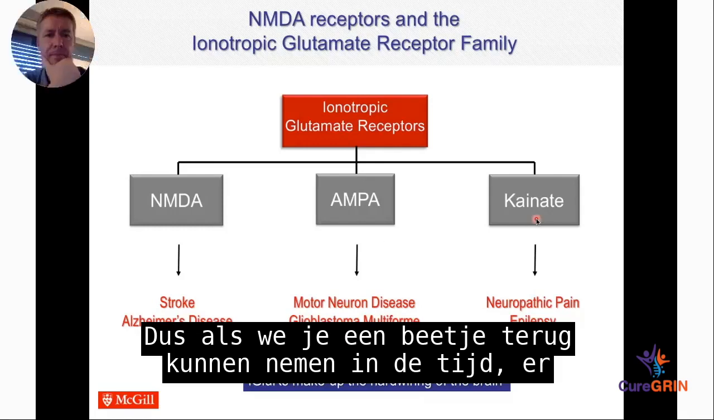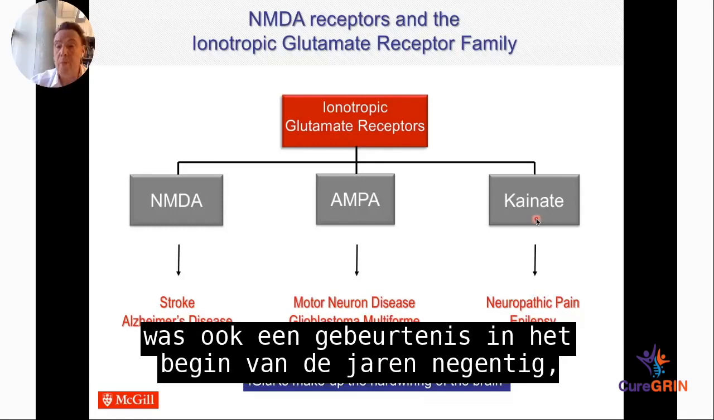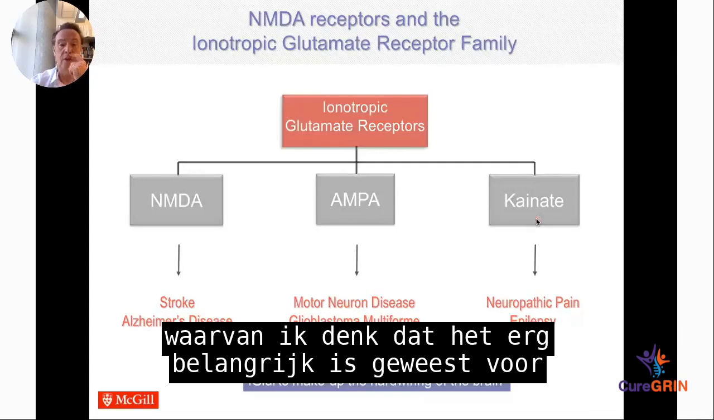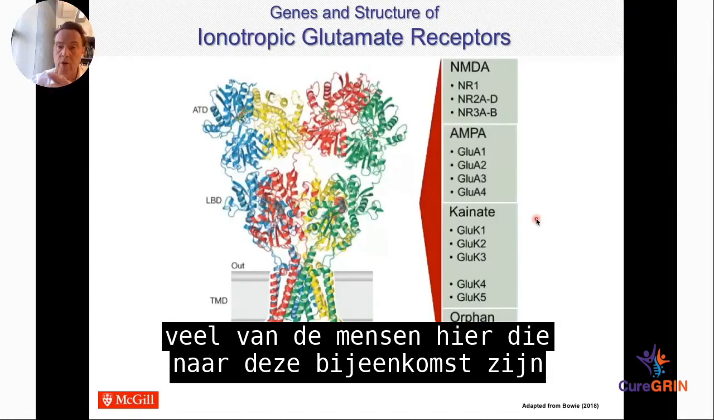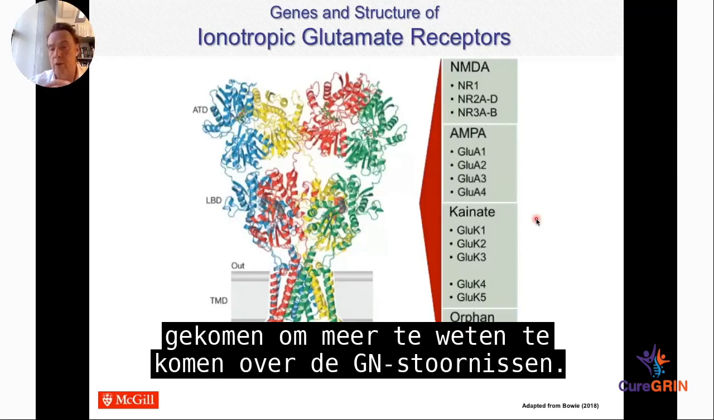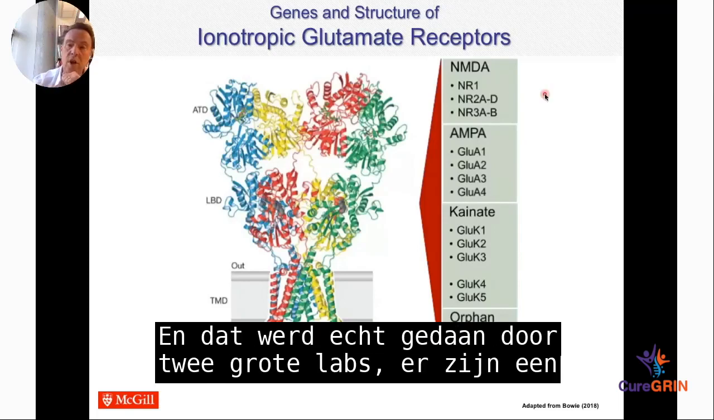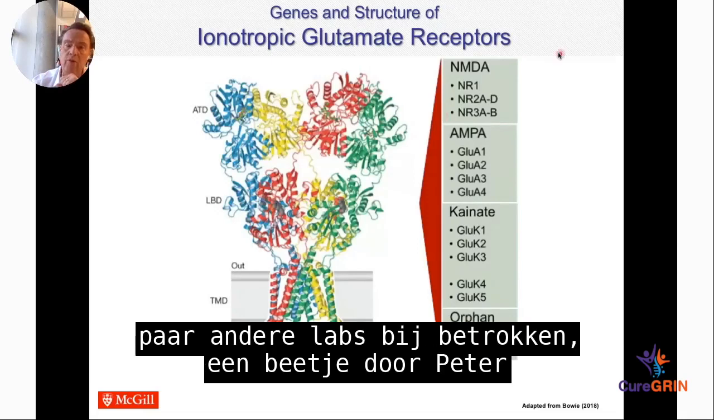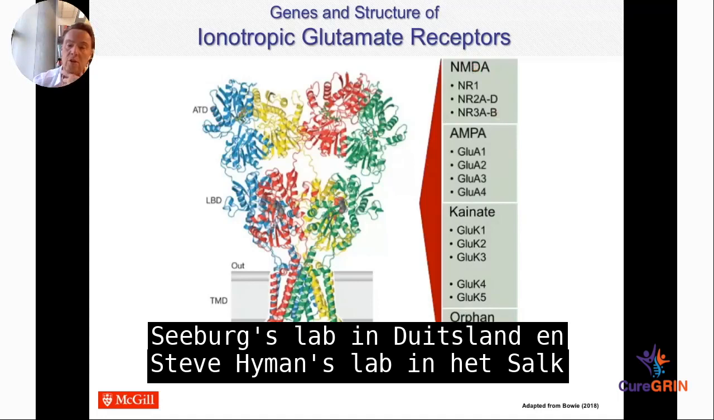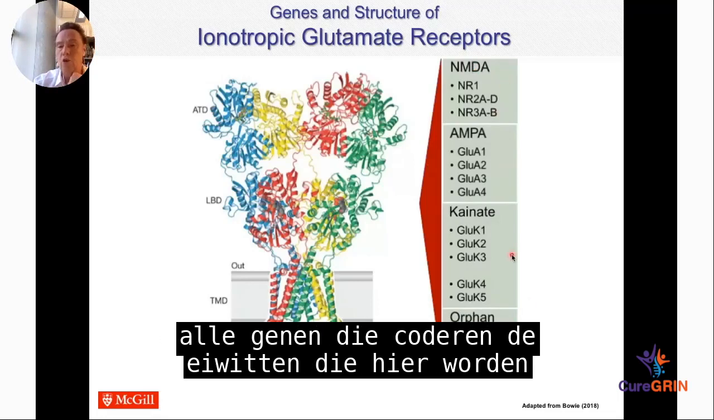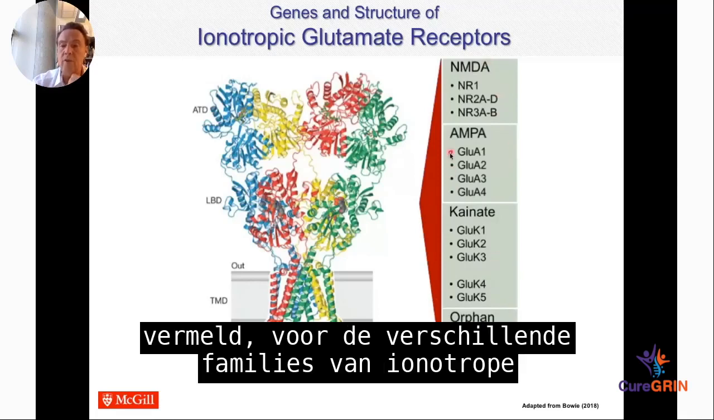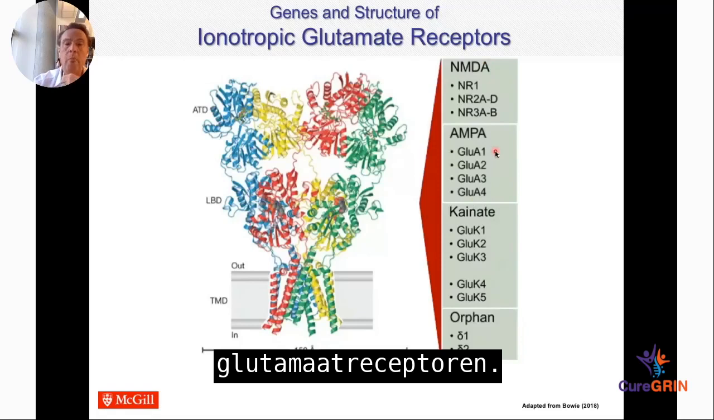So if we can take you back a little bit in time, there was something that happened in the early 90s as well, which I think has been really instrumental for many of the people here who have come to this meeting to learn about the GRIN disorders. And that was really done by two major labs. There's a few other labs involved, but Peter Seeburg's lab in Germany and Steve Heinemann's lab at the Salk Institute in California. What they did is they cloned all the genes that encode the proteins, which are listed here, for the different families of ionotropic glutamate receptors.